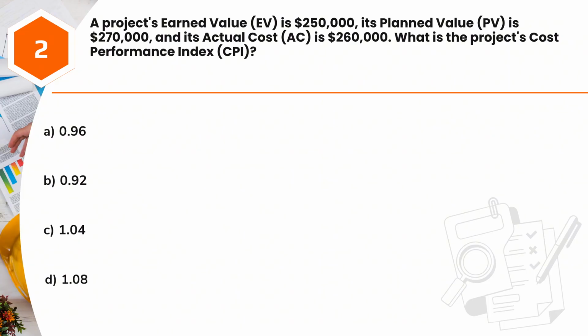Question 2. A project's earned value, EV, is $250,000, its planned value, PV, is $270,000, and its actual cost, AC, is $260,000. What is the project's cost performance index, CPI? A. 0.96. B. 0.92. C. 1.04. D. 1.08.